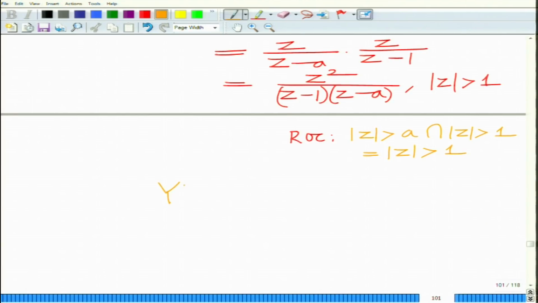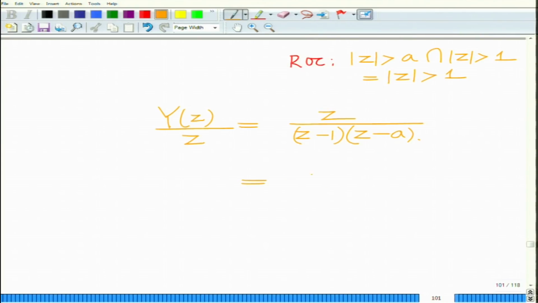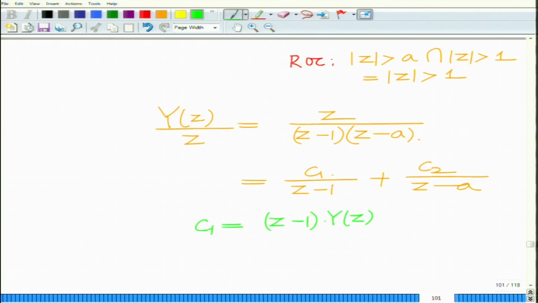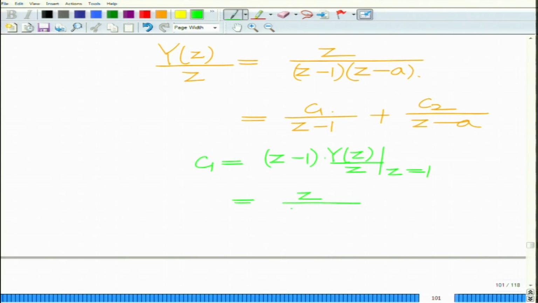Now, if you look at Y(z), we have Y(z) equals z squared by (z minus 1)(z minus a). So Y(z) over z is z over (z minus 1)(z minus a), which I can express as C1 by (z minus 1) plus C2 by (z minus a). Now, what is C1? The coefficient C1 is (z minus 1) times Y(z) over z evaluated at z equal to 1, which is z over (z minus a) evaluated at z equal to 1, that is 1 by 1 minus a. So C1 is basically 1 by 1 minus a.